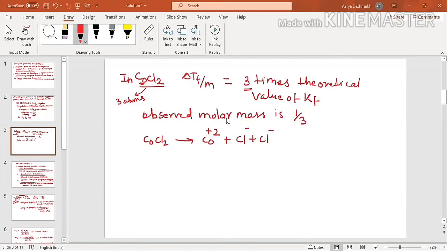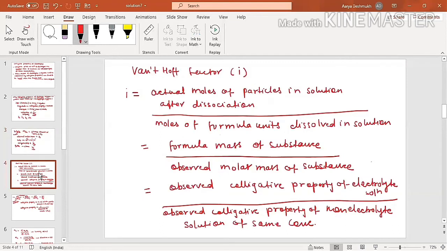So we know that this colligative property is inversely proportional to molar mass. So if the number of solute particles increases, the molar mass will go on decreasing because this is an inverse relation between them. So if 3 atoms are formed by dissociation, now the next is what is called as the Van't Hoff factor.